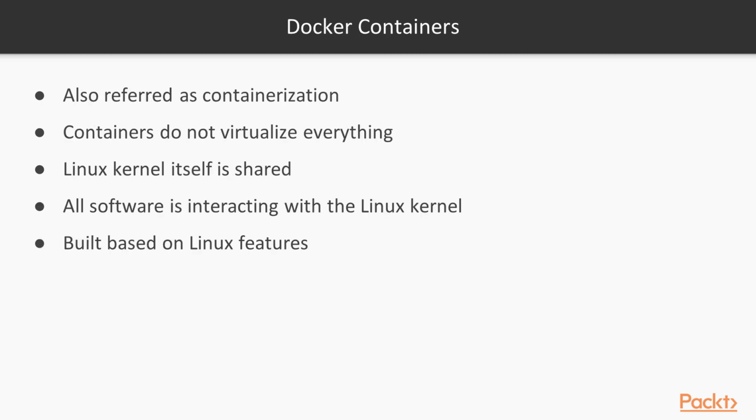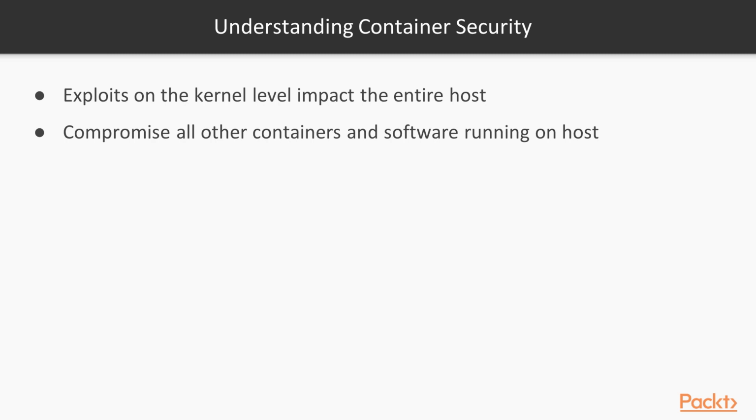A new type of virtualization has been gaining traction, called containerization, more specifically Docker containers. When working with containers, administrators have to be well aware that containers do not virtualize everything. The Linux kernel itself is shared, and all software running inside the container is interacting with the Linux kernel, just like software running outside the container. That does not mean that containers don't isolate, though. They're built based on Linux features such as namespaces and control groups. As the Linux kernel is shared, exploits on the kernel level impact the entire host and can compromise not only the container through which an exploit is executed, but also other containers and software running on the host.